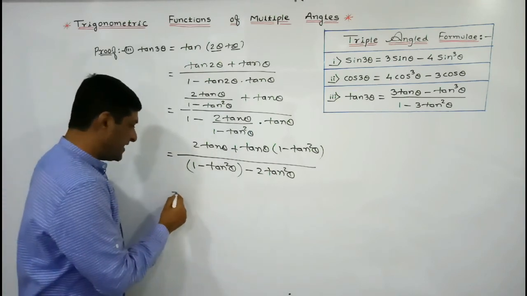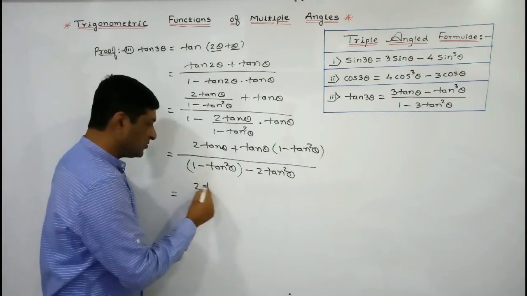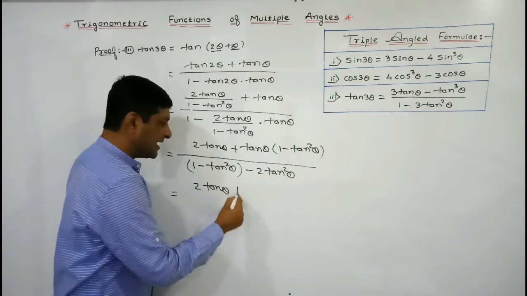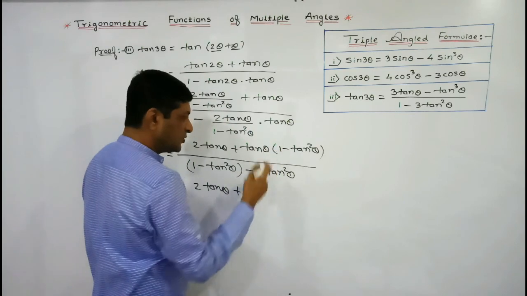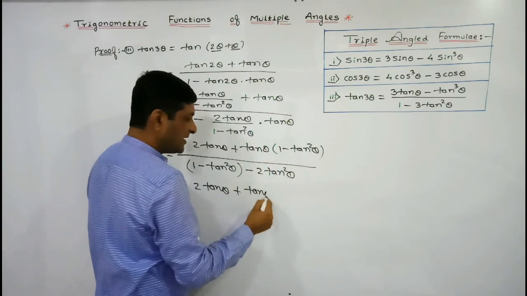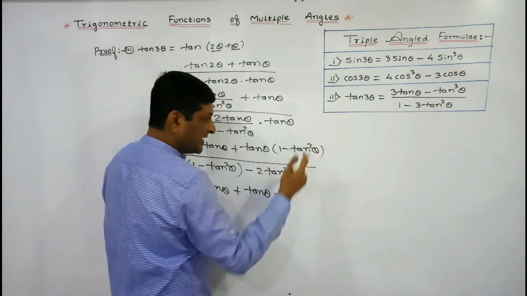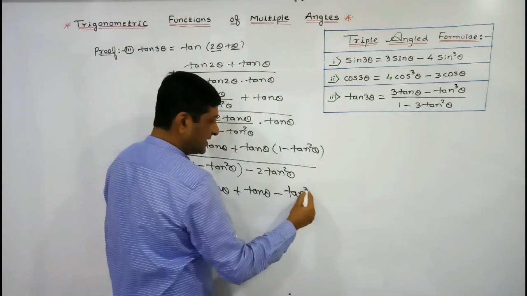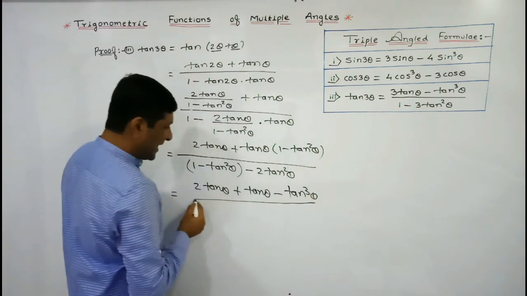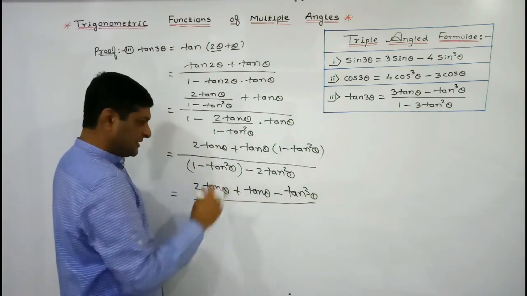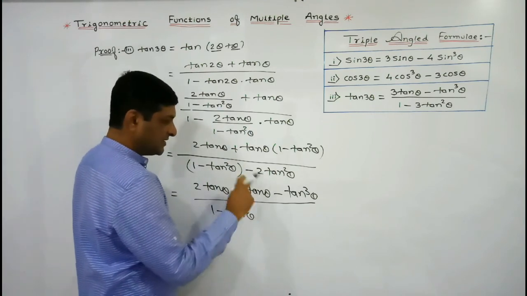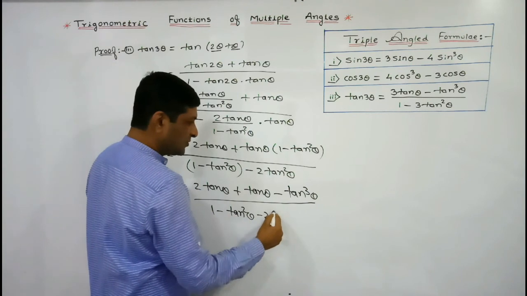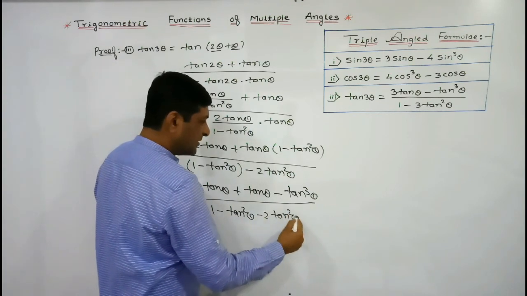Now simplify it. In the numerator, 2 tan theta, keep it as it is. I am multiplying by tan theta to both the terms in this bracket. Tan into 1 will be tan theta, and tan theta into minus tan square theta will be minus tan cube theta. And in the denominator, open the bracket, 1 minus tan square theta, keep it as it is, and here minus 2 tan square theta, keep it as it is.